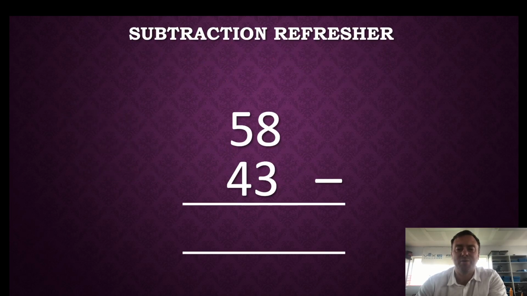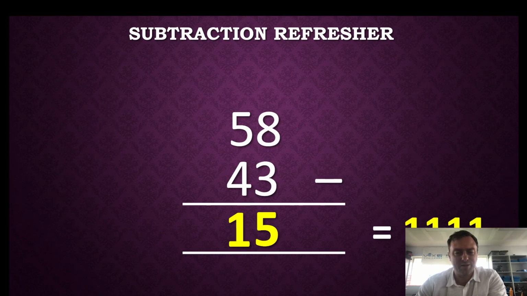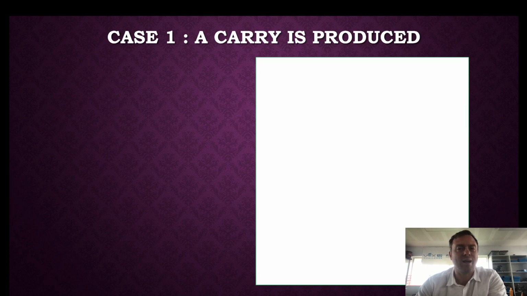So if we had 58 take away 43, we would get 8 take away 3, which gives us 5, and 5 take away 4, which leaves us with 1. So that becomes 1, 1, 1, 1. Let's just leave that number in the back of our heads as we go through this. So this is if the carry is produced.